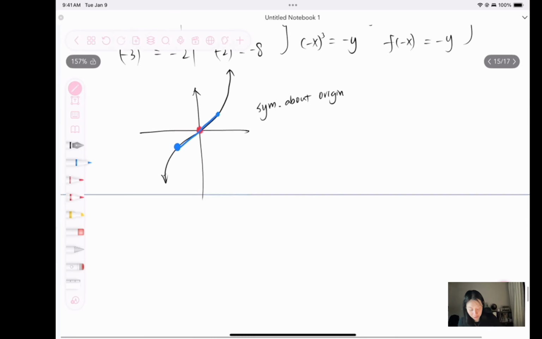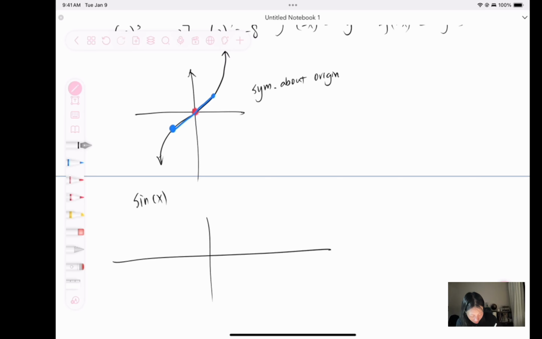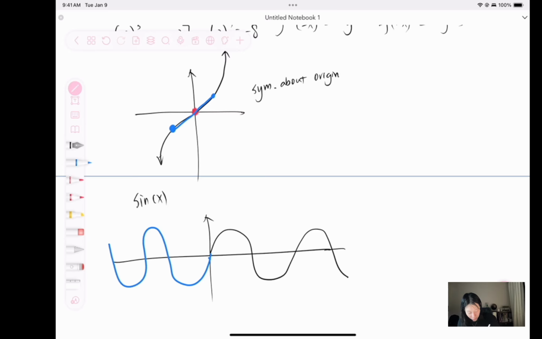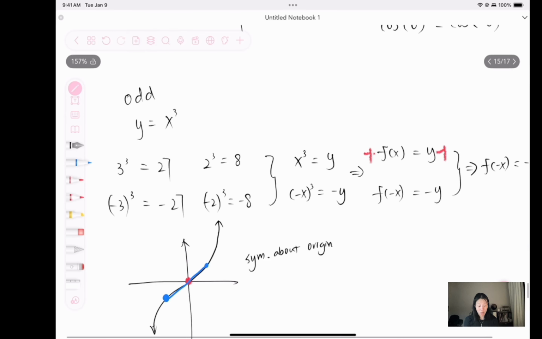Now, let's look at our sine function. Sine function, starting with 0, looks like this way, right? Continue. And then on the left side, it looks like this way. What is it symmetric over? The origin. If there's symmetry over the origin, that tells us this is going to be an odd function. That's how I memorize it. Or I can say this is symmetric over the origin, similar to the cubic function, which is an odd function.